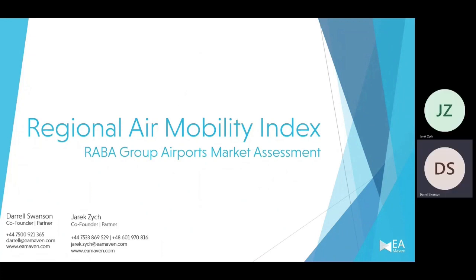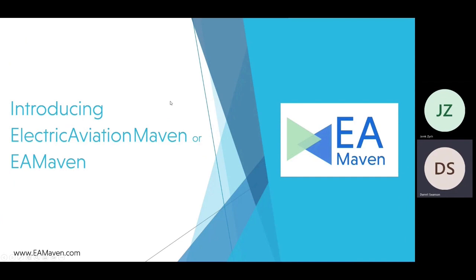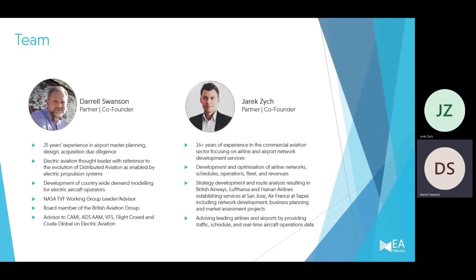Right. So as I said, I'm Daryl, and we're going to take you through this Regional Air Mobility Index presentation. First, a quick introduction, EA Maven. This is the company that Yarrick and I have formed just recently as a joint effort to explore advanced air mobility and help investors in infrastructure, OEMs, and future operators get a better understanding of what the advanced air mobility industry can do. I've got about 25 years experience in the airports industry, doing a lot of acquisition due diligence type work.